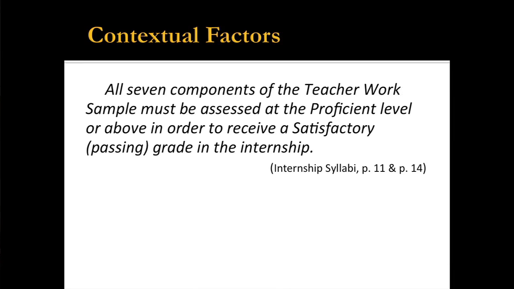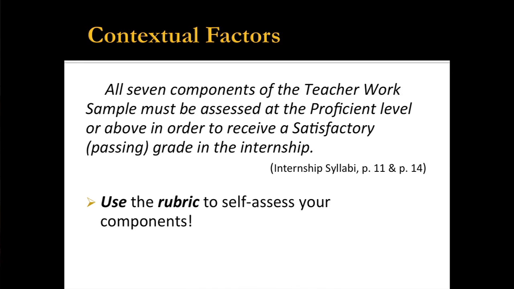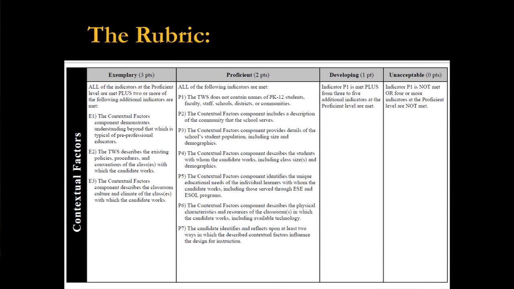If you want to go on and be a teacher, you need to be assessed at proficient or better on all 7 components. So maybe you might want to know what the rubric is all about. Do you think? Okay. You're going to want to use the rubric to self-assess your components so that you know you're checking all the boxes. So here's the rubric for contextual factors.